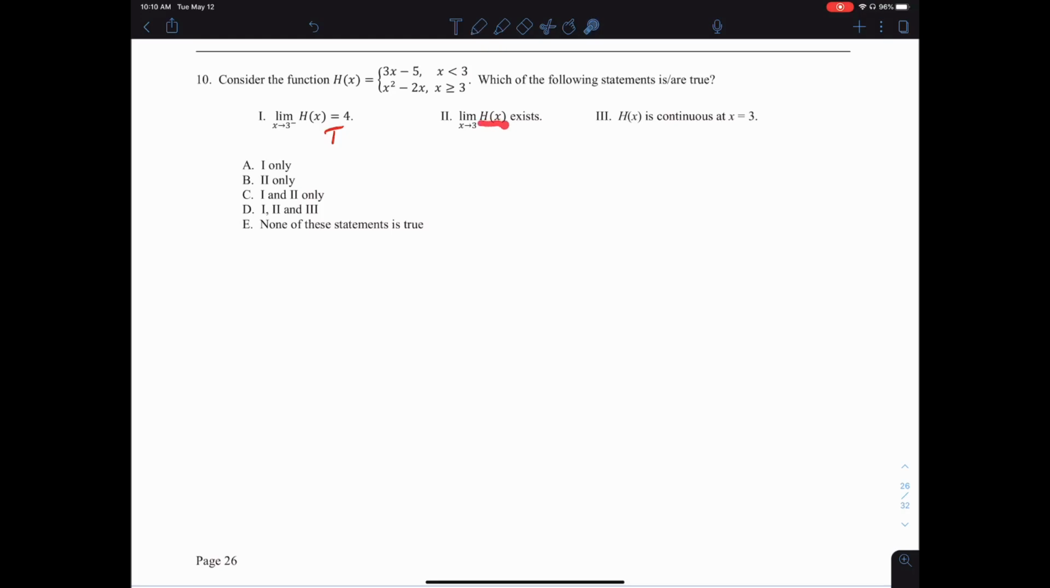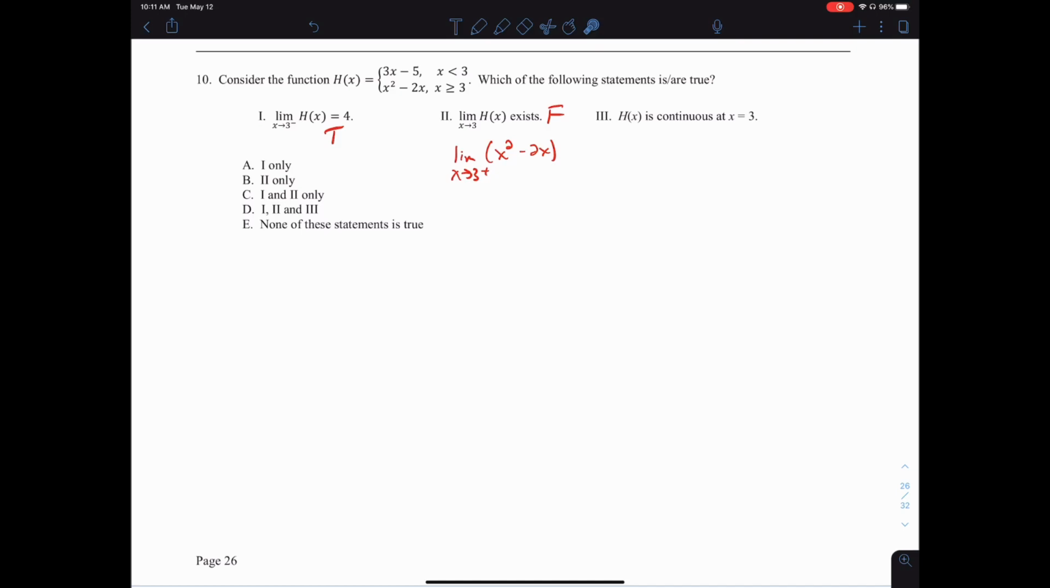The limit of h of x exists as x approaches 3. Well, that means the left-sided and right-sided limits have to be the same. So what is the right-sided limit at 3? From the right, it would be x squared minus 2x. If we put 3 into this, we would get 9. Put 3 in here, we get 6. 9 minus 6 is 3. That does not agree with this, so this limit does not exist.